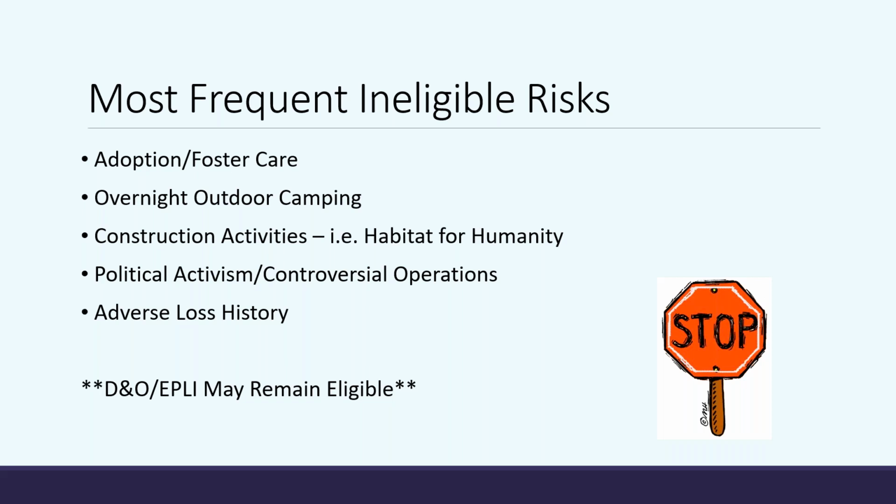And then adverse loss history, obviously, if they've got 10 different claims and it's $1 million in claims activity, we're probably not going to take a look. I would say that we can still consider some losses, so don't let that scare you away.